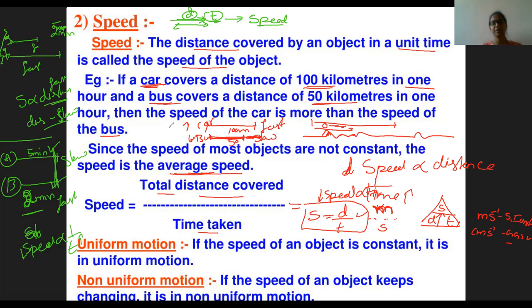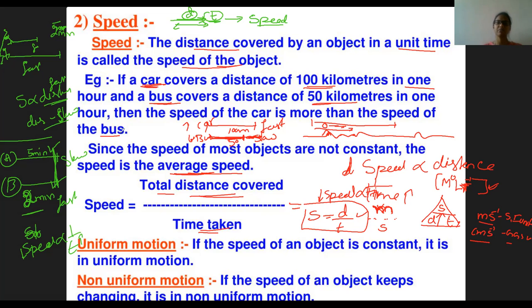Clear, children? What is speed? It is the distance covered by an object in a unit time. That is nothing but the speed of an object. The formula is total distance covered by total time taken. Its unit is meters per second. If you want to write a dimension formula, mass is not there, so mass is zero. Only length and time are there. M L T minus 1. This is the dimension formula of speed.